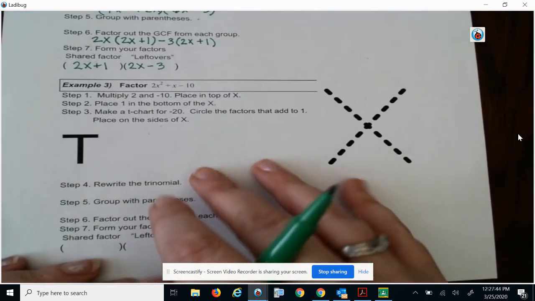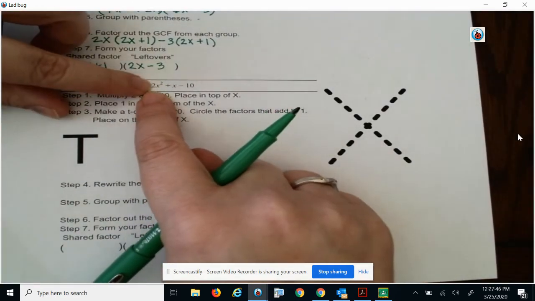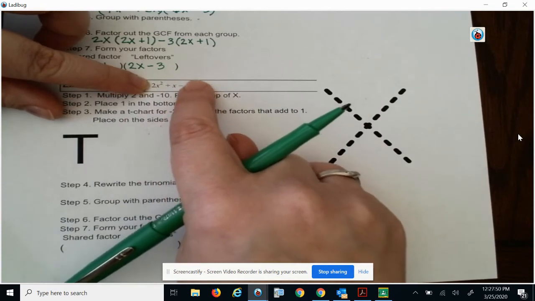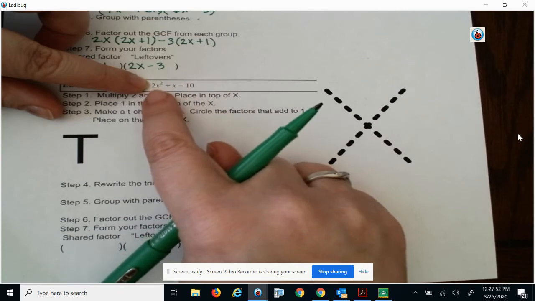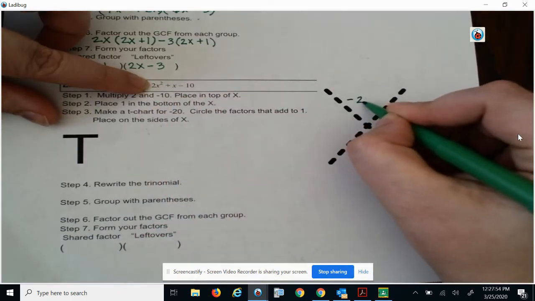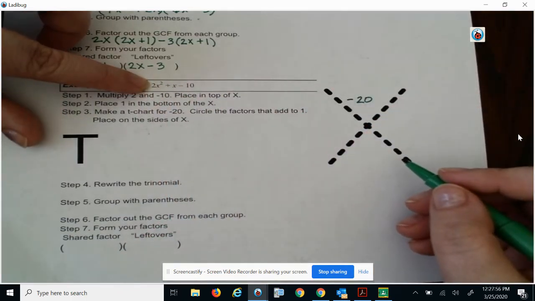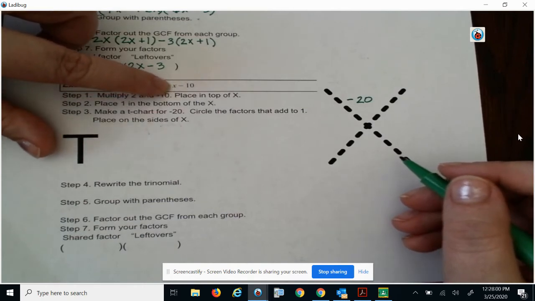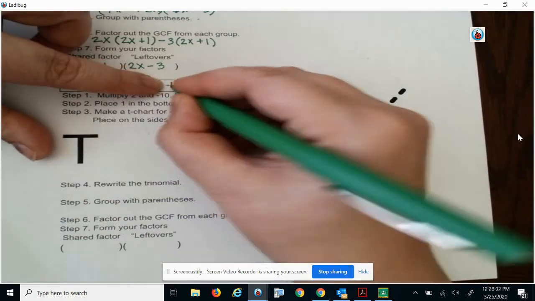We have our trinomial, so we're going to take our first number and our last number and multiply. Remember to watch for that sign in front. So it's 2 times -10, it's -20. And then our middle number, it's hidden. There's a 1 there, right? Goes in the bottom.